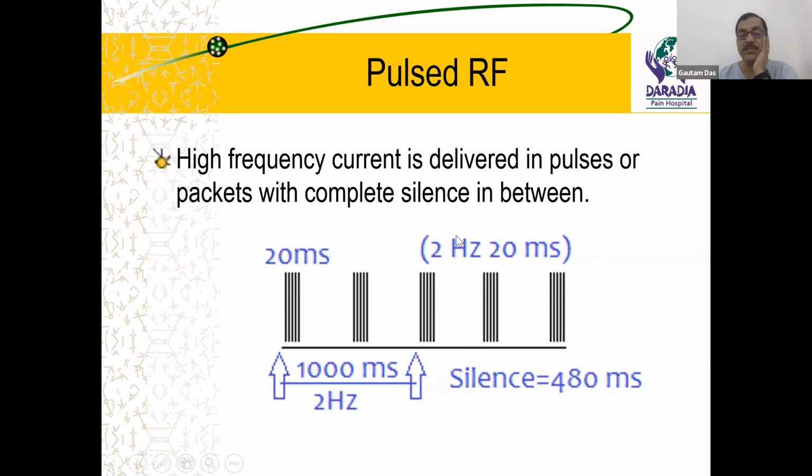2 hertz 20 milliseconds means you are giving high frequency current 2 times, and each time you are giving a current of 20 millisecond duration. That means if you have 2 cycles per second, each cycle is of 500 millisecond. Out of that 500 millisecond, you have 20 millisecond of active current. So what is the silence? Silence will be 480 millisecond. That means 2 hertz 20 millisecond pulsed radio frequency means 20 millisecond active current, 480 millisecond silence, then again 20 millisecond active current, then again 480 millisecond silence. In that way it keeps going on.